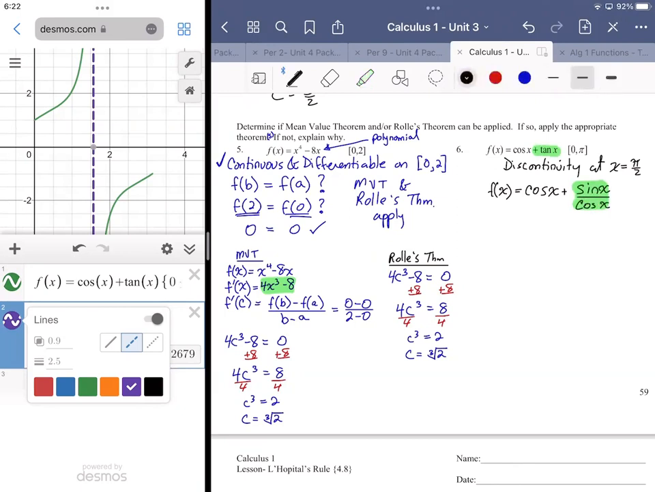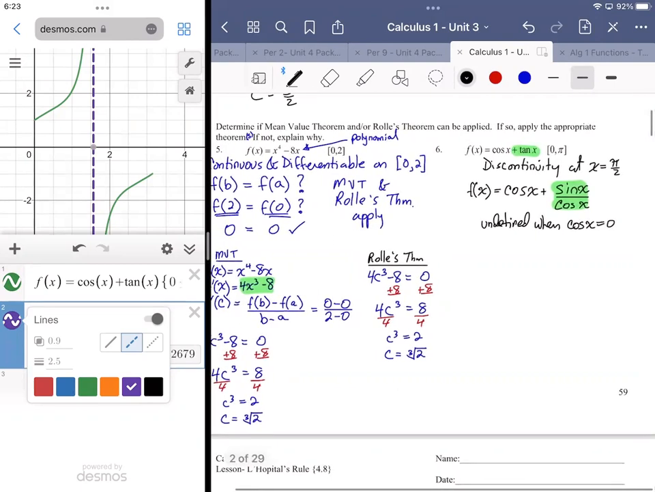All right, so I would set my denominator equal to 0 to find any discontinuities. It's undefined when cosine of x is equal to 0 on the unit circle. In the 0 to 2 pi domain, that occurs at pi over 2 and 3 pi over 2. But in this case, because we are restricted to 0 to pi, that would happen when x is equal to pi over 2. So that would be the location of a discontinuity, which happens to be on that given interval, right?